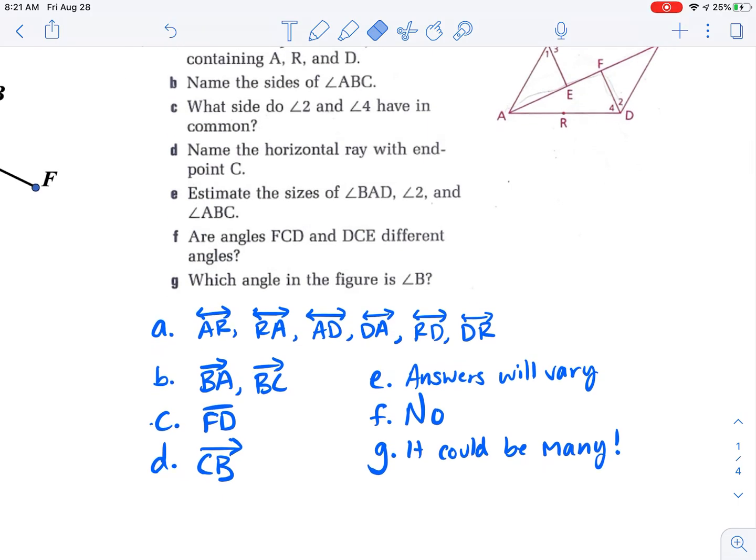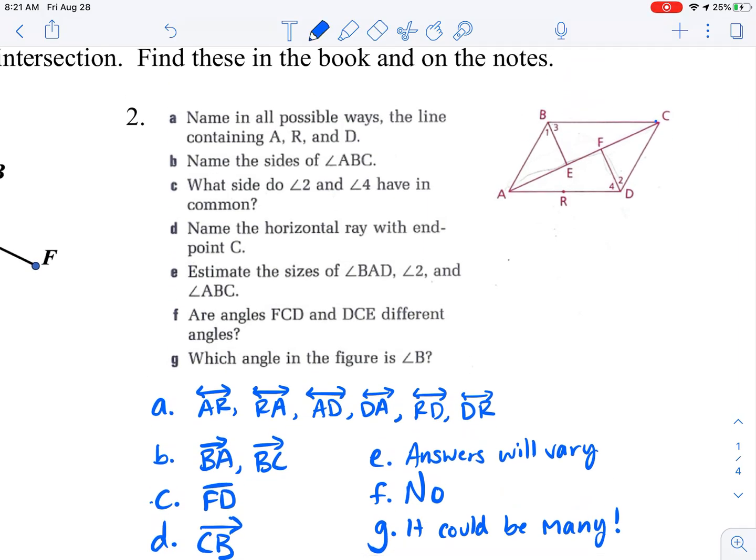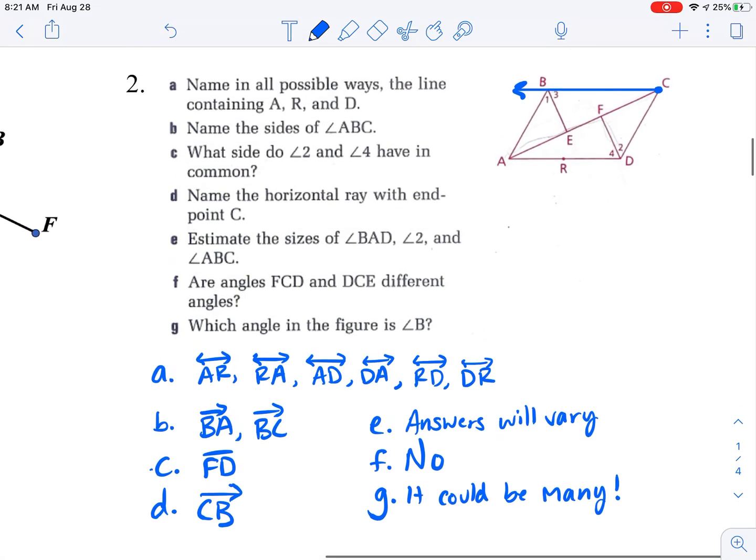All right, part D, name the horizontal ray with endpoint C. So we want to go to C as our endpoint, and then from there we want to go horizontal, so that would take us this direction. And what other point do we cross through? It happens to be B. So that is ray CB, and that is the only possible way to name it. There are no other points there, so it has to be ray CB. BC does not say the same thing.